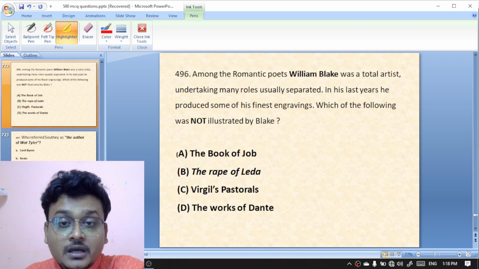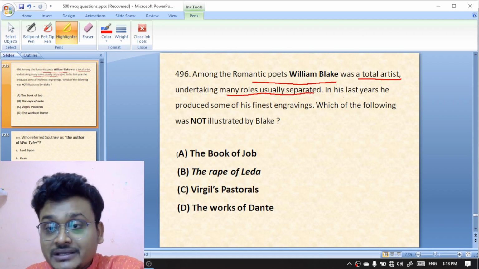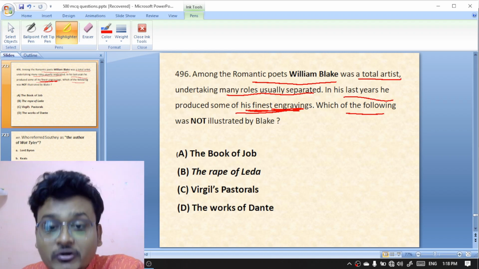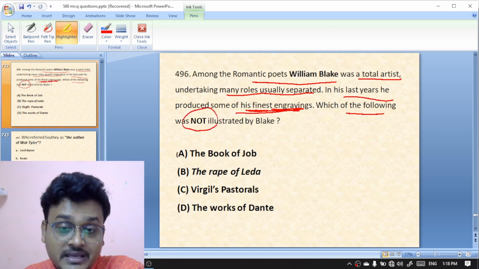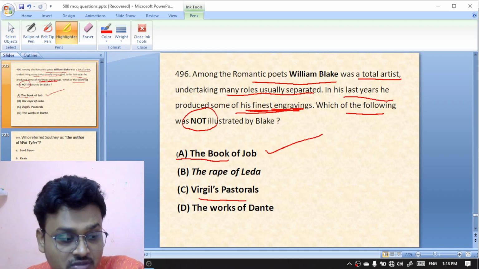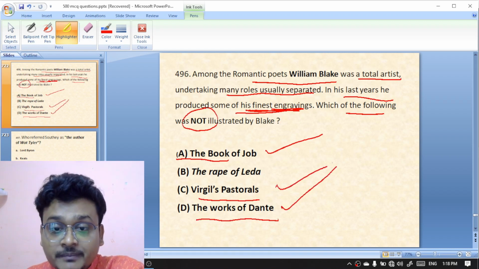Next question: among the romantic poets, William Blake was a total artist, undertaking many roles usually separated. In his last years, he produced some of his finest engravings. Which of the following was not illustrated by Blake? The Book of Job, yes, he illustrated this. Virgil's Pastorals was also illustrated by him. The works of Dante was also illustrated by him. But The Rape of Leda was not illustrated by William Blake. So here B is the right answer.